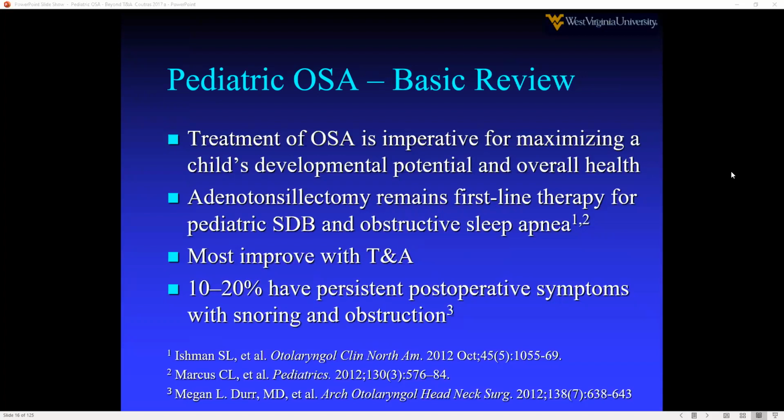Tonsillectomy with adenoidectomy is first-line therapy for OSA and sleep-disordered breathing. A comment on sleep-disordered breathing: primary snoring is not necessarily obstructive sleep apnea, but it can impair child learning and behavior. Now, tonsillectomy and adenoidectomy does cure most kids, but 10 to 20% of otherwise normal kids have residual obstructive sleep apnea.